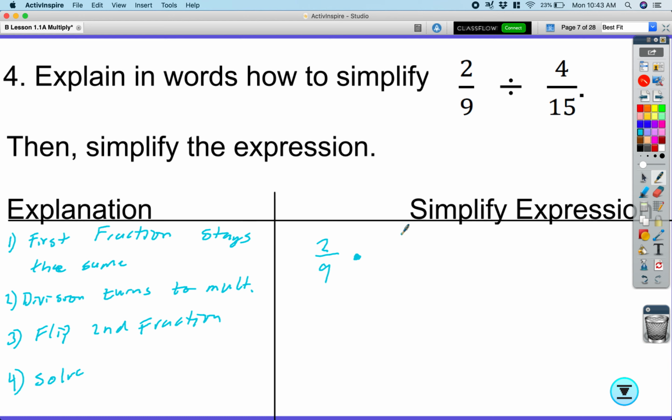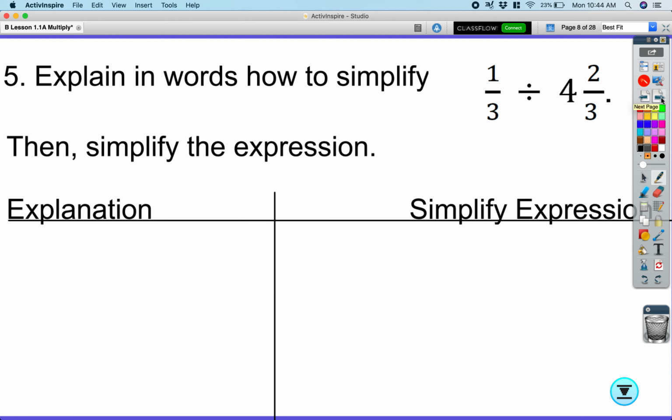So if I were to flip this, now I have my new fraction of 15 over 4. So here now what we're going to do is just look at our diagonals. I'm like, oh, these are divisible by 2. So 2 divided by 2 is 1, and 4 divided by 2 is 2. Then I'm going to look over here, and I say, 9 and 15. These are both divisible by 3. 15 divided by 3 is 5, and 9 divided by 3 is 3. So now we just multiply straight across to get 5 over 6, and that's my final answer.